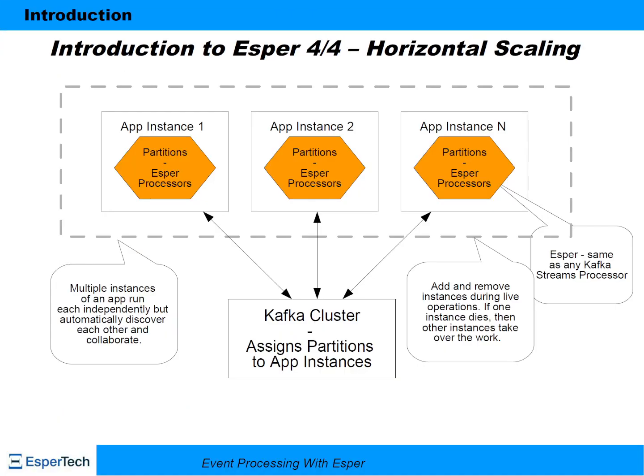This picture shows Esper horizontal scalability. Esper horizontal scalability requires Kafka and Kafka streams. A Kafka streams application consists of a cluster of Kafka brokers. The Kafka brokers assign partitions to the available application instances. Each application instance receives, through Kafka streams, the assignment of 0, 1 or many partitions. Each partition hosts a Kafka streams processor that is an Esper runtime.